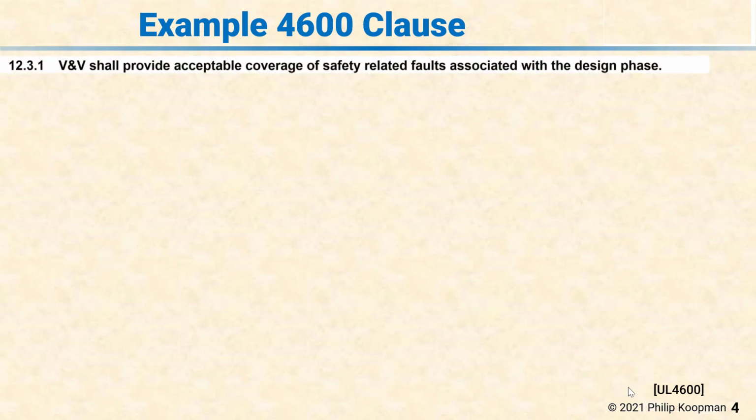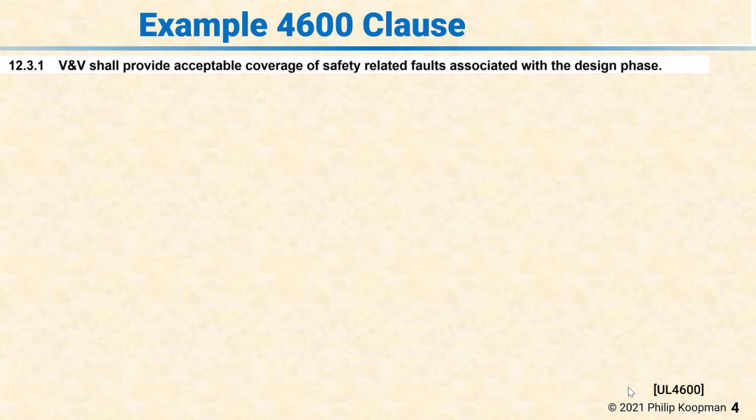Let's dive right in and take a look at a little piece of the 4600 standard. This is clause 12.3.1, which has to do with verification and validation of faults related just to the design phase. There are other clauses for other design phases. This one says V&V shall provide acceptable coverage of safety-related faults associated with the design phase.